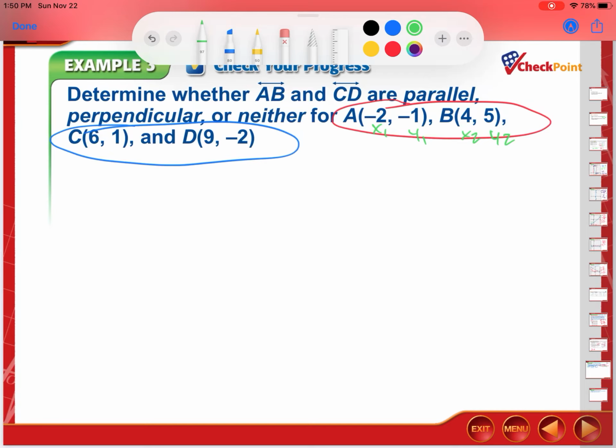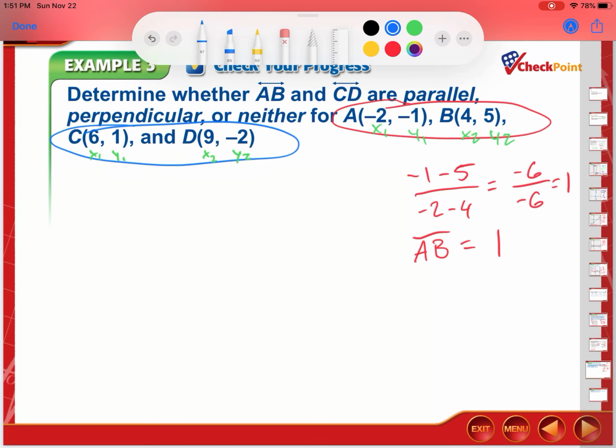I'm going to say x1, y1, x2, y2, and then we're going to plug those in. So y1, -1 minus 5 over -2 minus 4 equals -6 over -6, which equals 1. So our slope for line AB equals 1. Now for CD, we're going to do the same thing.